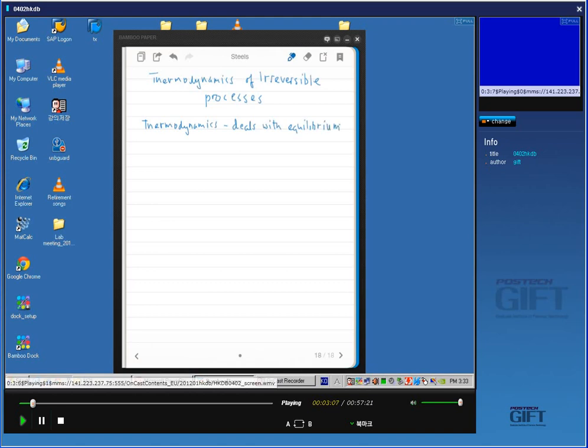So quantities such as free energy and entropy do not change as a function of time if you are at equilibrium. Therefore, free energy and entropy do not change with time for a system at equilibrium.